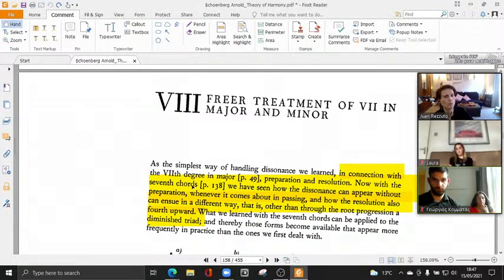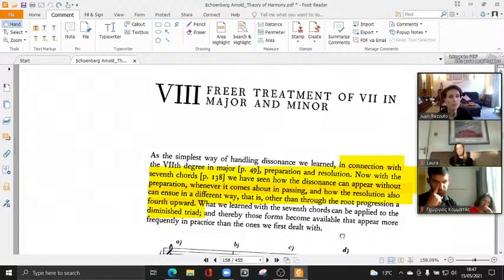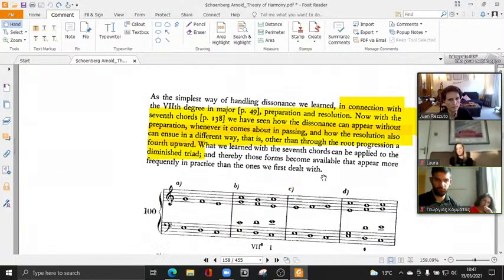Now with the 7th chords, we have seen how the dissonance can appear without preparation whenever it comes about in passing, and how the resolution also can ensue in a different way. That is, other than through the root progression, a fourth upward, the famous 7/3. What we learn with the 7th chord can be applied to the diminished triad, and thereby those forms become available that appear more frequently in practice than the ones we first dealt with.